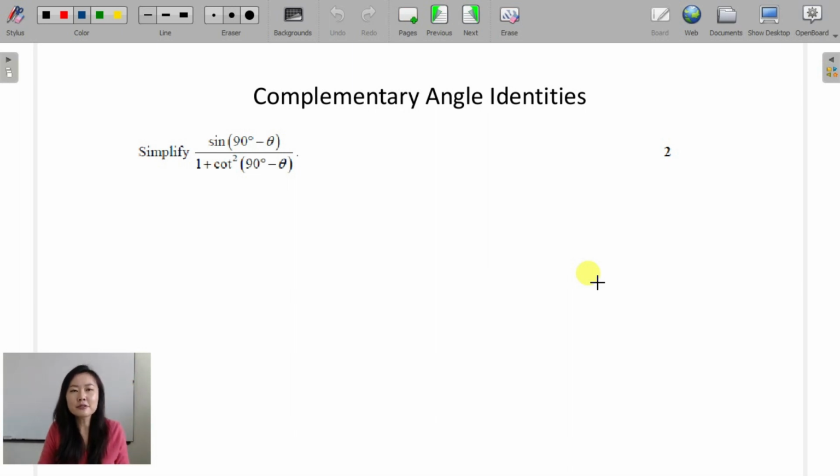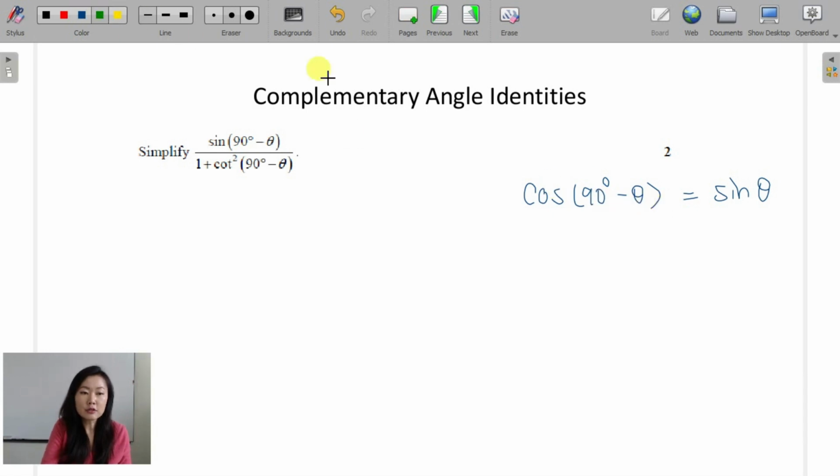Now, what I've also noticed is they've taken out the complementary angle identities in the reference sheet, which is a little bit curious for me. But anyways, before we attempt this question, let's quickly revise the complementary angle identities. So there are 3 versions. Cos 90 minus theta is sine theta, and vice versa. So it works the other way as well.